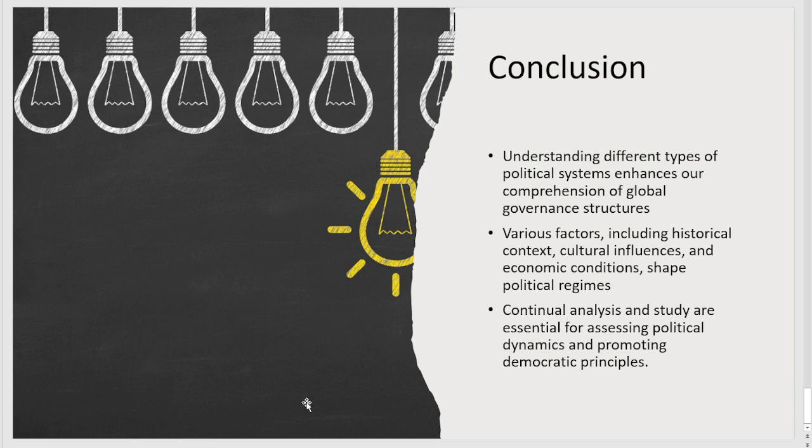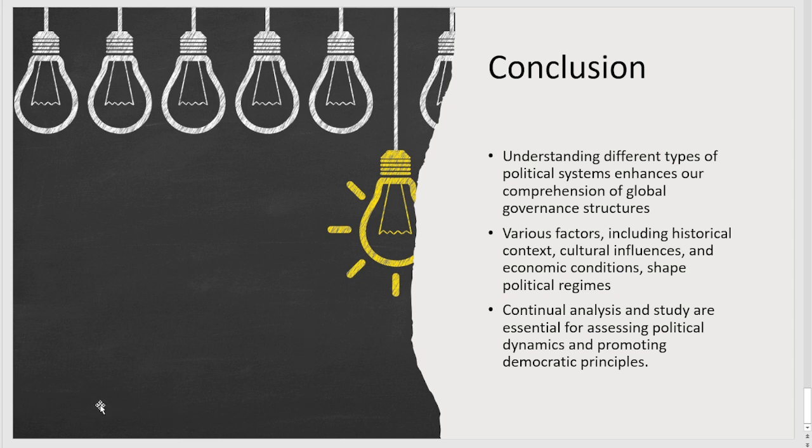So in conclusion, what we are trying to do with these different types of classification is to classify different political systems. Understanding different political systems enhances our comprehension of the global structure. The various factors include historical context, cultural influence, and economic condition. These shape the relationship between the state and society, centralization and decentralization, and the executive and the legislature.